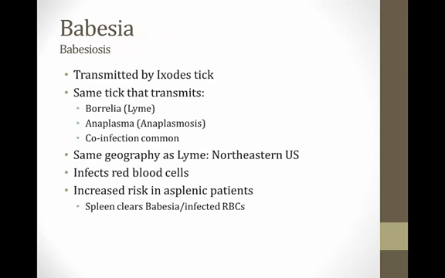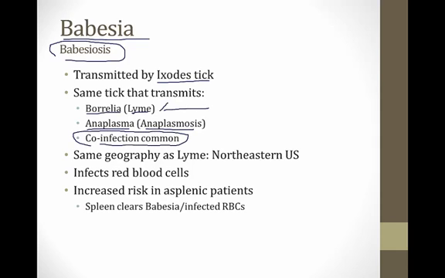The next protozoal infection is Babesia, which is what causes babesiosis, and this is transmitted by the tick Ixodes scapularis, and this is the same tick that bites people to give you Lyme disease caused by the bacteria Borrelia. It's also the same tick that carries the bacteria Anaplasma, which can cause anaplasmosis. So co-infection is common. When someone presents with Babesia, you need to check them for Lyme and vice versa.